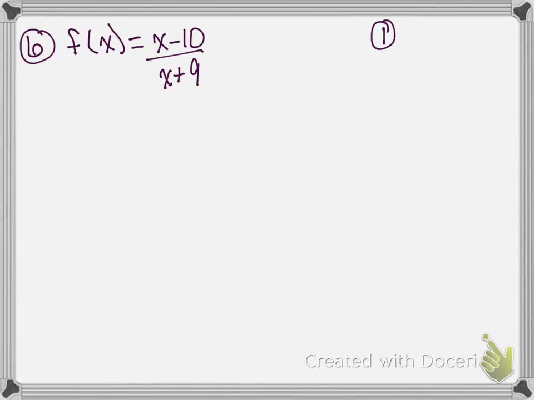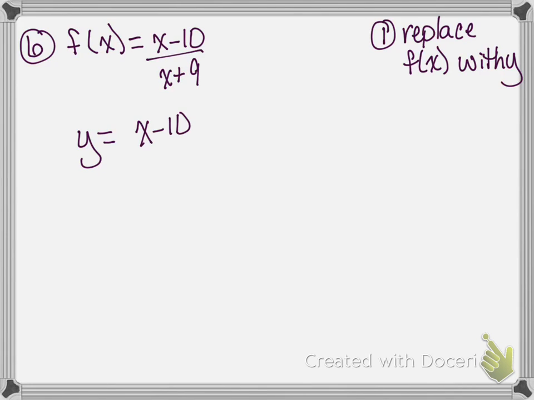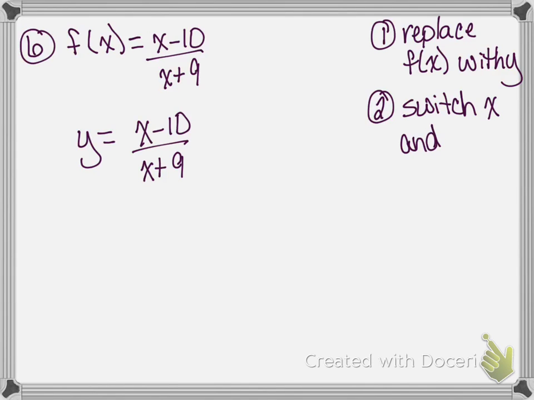The first thing that I do is I replace f of x with y. So I take out the f of x and I put in the y. So I have y equals x minus 10 over x plus 9. The second thing that I do is I switch x and y. So everywhere there's an x, I put a y, and everywhere there's a y, I put an x. So now I have x equals y minus 10 over y plus 9.